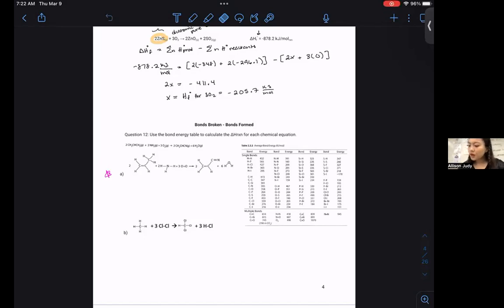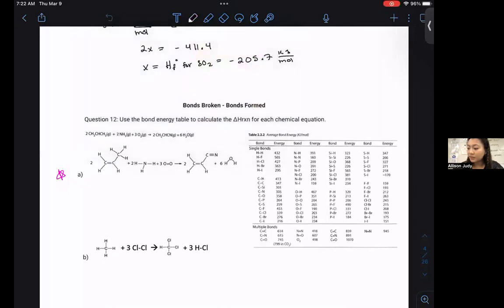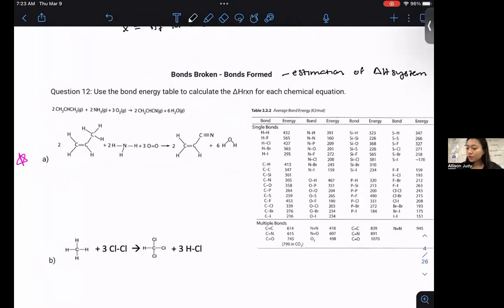For the bonds breaking and bonds forming estimation, please keep in mind that it really is an estimation. This is the least accurate out of all three of the methods to calculate the enthalpy change of a system. When you're doing this, what you want to identify is the number, the amount, and types of bonds being broken. For this problem, we see that C-H bonds are being broken, from reactant to product, and it's 2 moles of CH3.